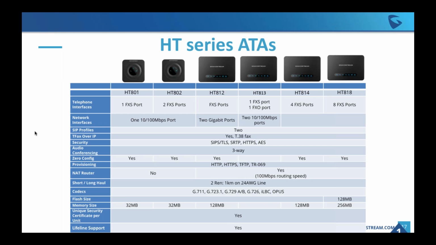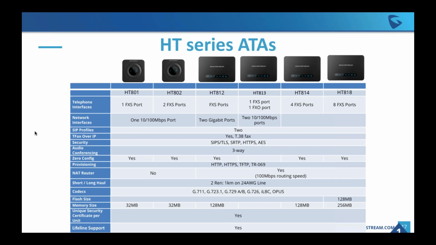And the 813, which is the hybrid model, just gives you 2 standard 100 megabit per second ports. See if there's anything else that I should mention here. All of them are going to give you 2 SIP profiles. Lifeline support down at the bottom. That is something that actually applies to every Grandstream product.